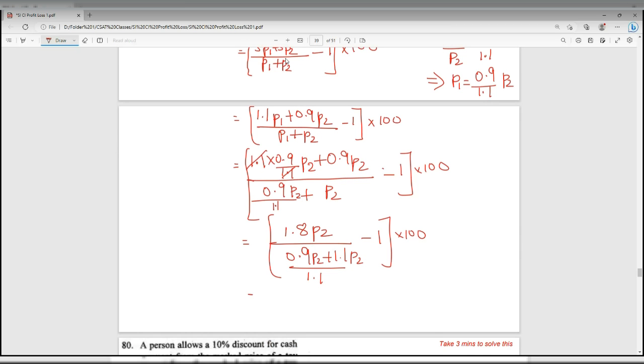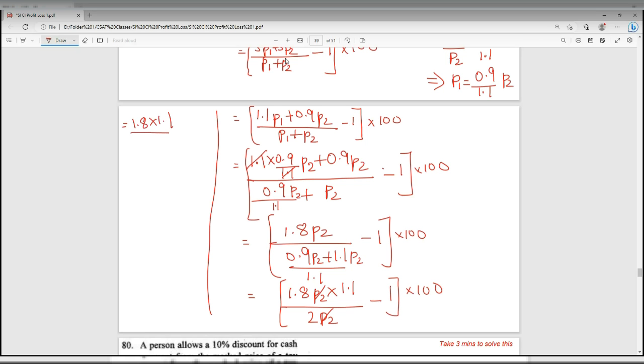So this would be 1.8 P2 divided by, 1.1 will go in the numerator, 1.1 divided by 2 P2, minus 1, into 100. So P2 gets cancelled, and what remains is this. It is equal to 1.8 into 1.1 divided by 2, minus 1, into 100.